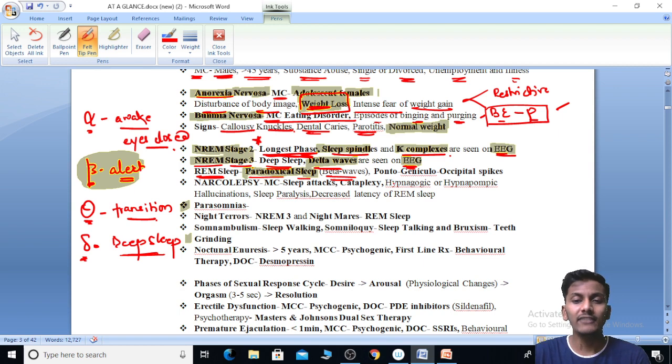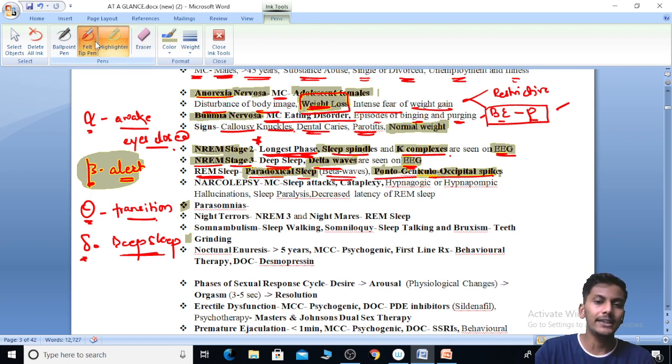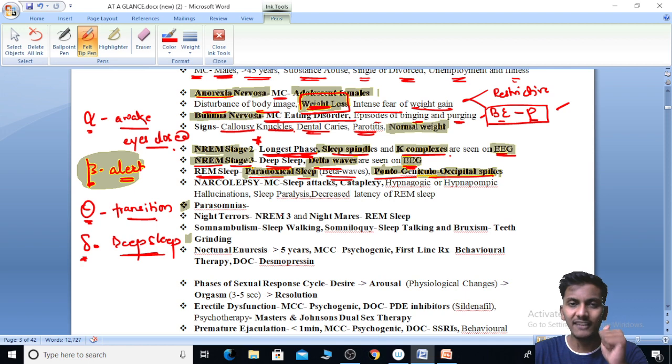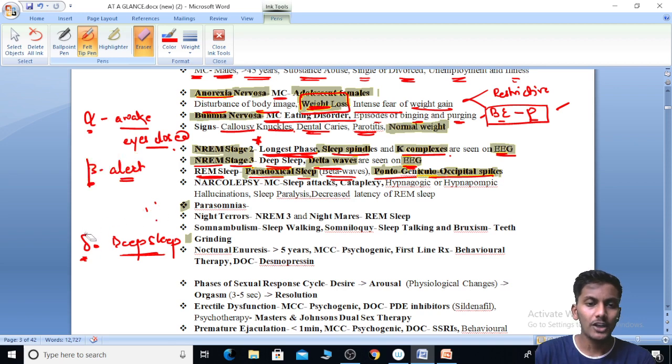Along with these beta waves on an EEG, there would be pontogeniculo-occipital spikes. Which spikes are seen? Pontogeniculo-occipital spikes are seen in REM sleep on an EEG. Yaad rakhna. Do features dikhte EEG pe REM sleep ke. First is beta waves, second is pontogeniculo-occipital spikes. Now talking about a sleep disorder known as narcolepsy.